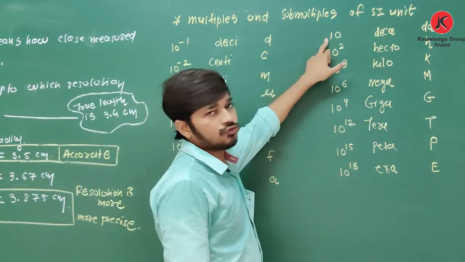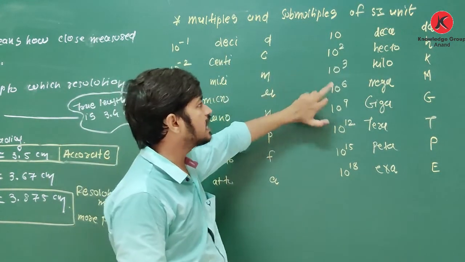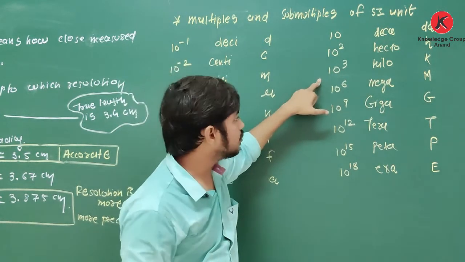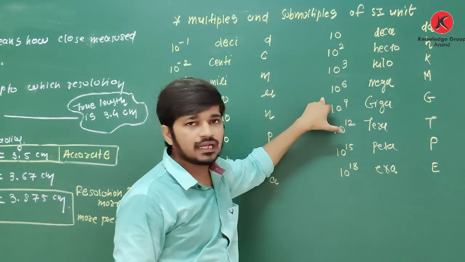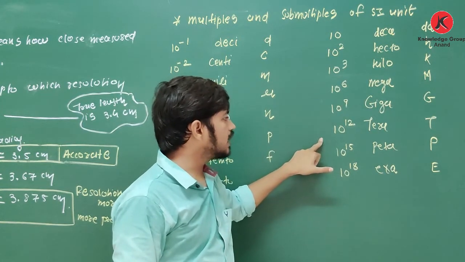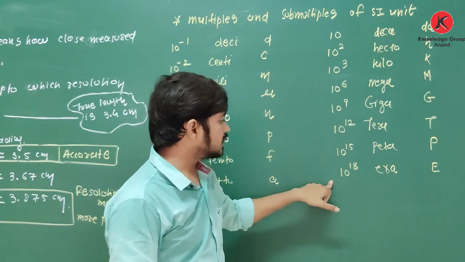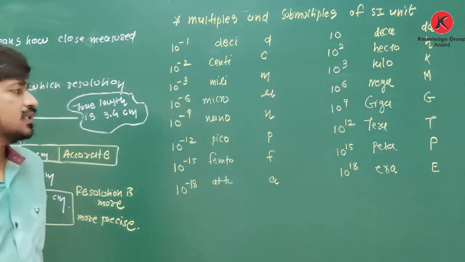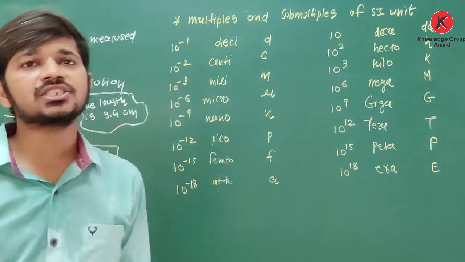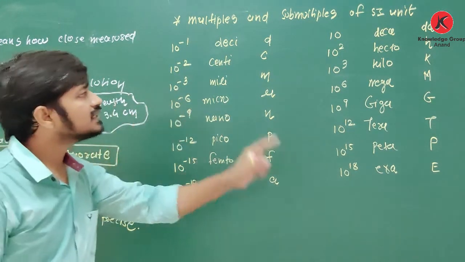Here, positive powers: 10, deca, da. 10 raised to 2, hecto, h. 10 raised to 3, you know, kilo, that is k. 10 raised to 6, mega, capital M. 10 raised to 9, giga, capital G. 10 raised to 12, tera, capital T. 10 raised to 15, peta, capital P. 10 raised to 18, exa, that is capital E. So you have to remember each and every multiple and submultiple.